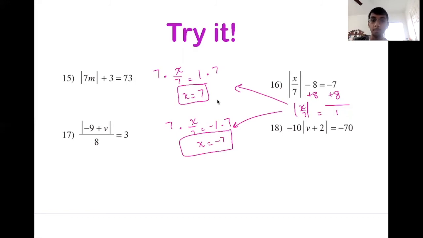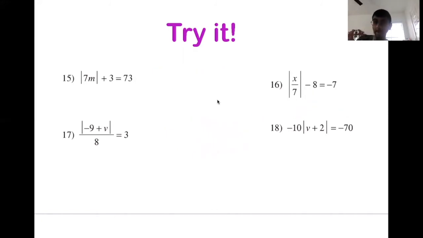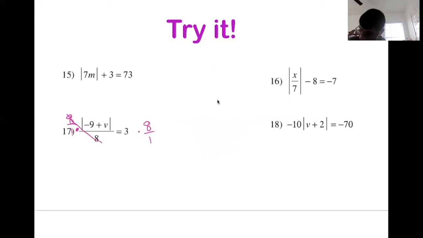So again, pretty basic one right here. Let's try the next problem now. So I'll delete this. Let's try it. |-9 + v| / 8 is equal to 3. So this one, again, is more of a two-step equation. The first thing we want to do is get rid of the 8 so we can isolate the absolute value. So we multiply by 8 on both sides, and the 8s cancel. Then you get the absolute value of -9 plus v is equal to 3 times 8, which is 24.